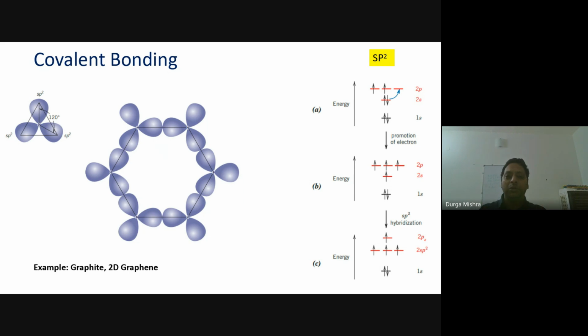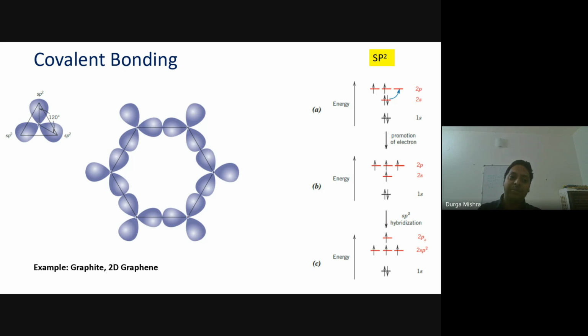Whether sp2 or sp3 hybridization will happen depends on how the material is being processed, how you are making the material. If you apply a very high pressure and a certain temperature, you will have formation of sp3 hybridization. But if you have a low temperature or atmospheric pressure, you have the possibility of having sp2 hybridization.